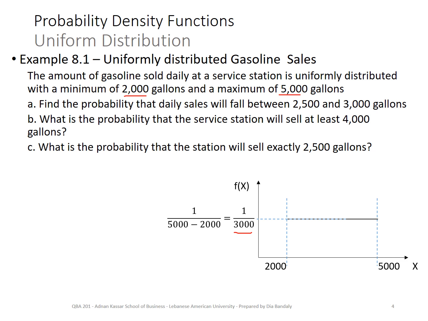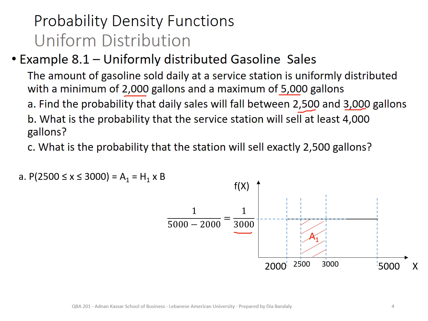To answer the questions, part A: find the probability that daily sales will fall between 2,500 and 3,000. Let's show these on the graph, 2,500 and 3,000. We learned that probability equals the area under the PDF. So here we go, this is the area. What's this area, A1? It's a rectangle, so that's very easy. It's equal to base times height.